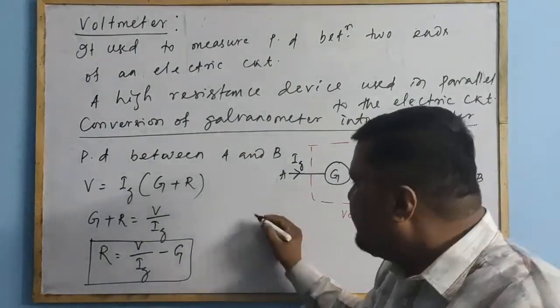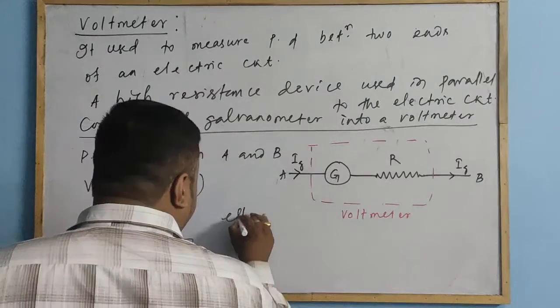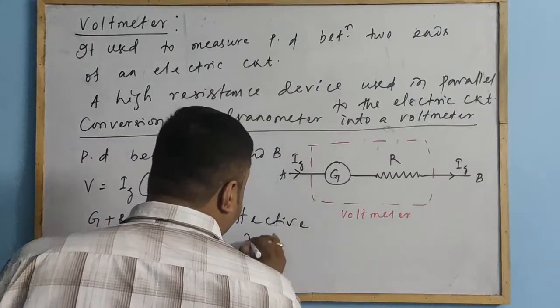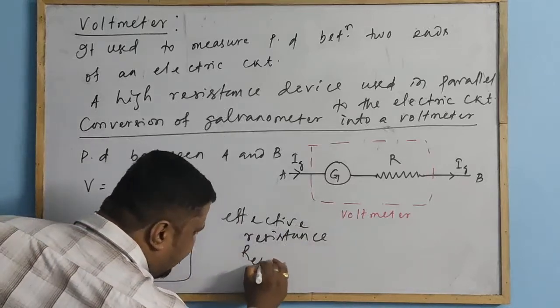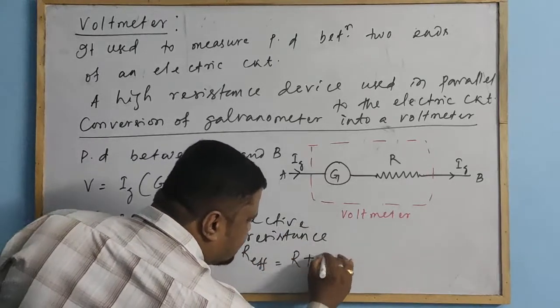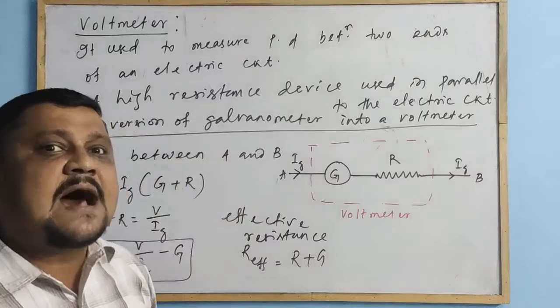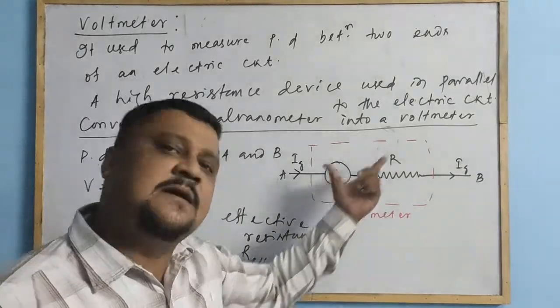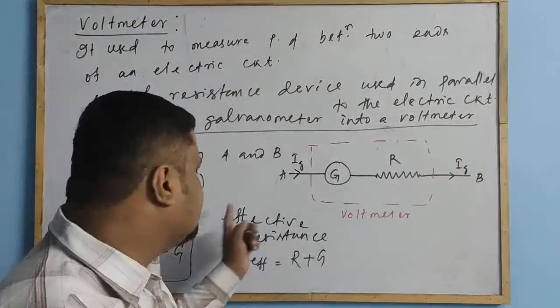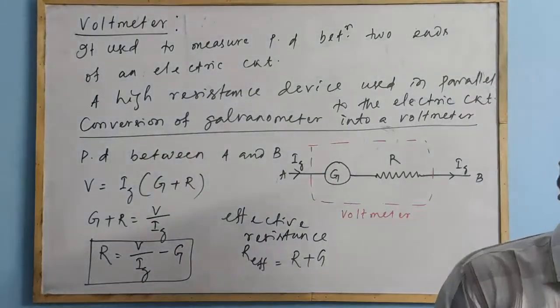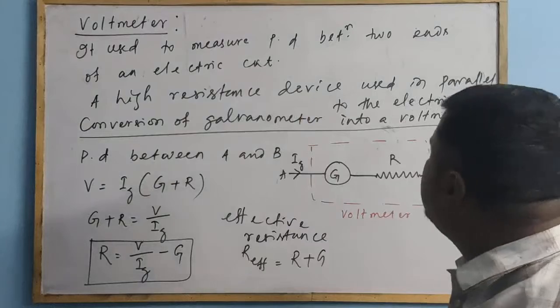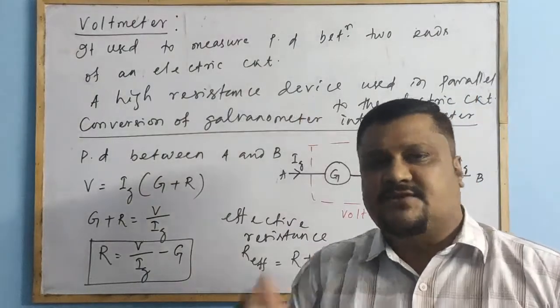Then what is the effective resistance? The effective resistance R effective is equal to R plus G, which is very, very large. Galvanometer is a high resistance. R is also high resistance. Then this is also high resistance. Clear? And the voltmeter is always connected in parallel to the electric circuit.